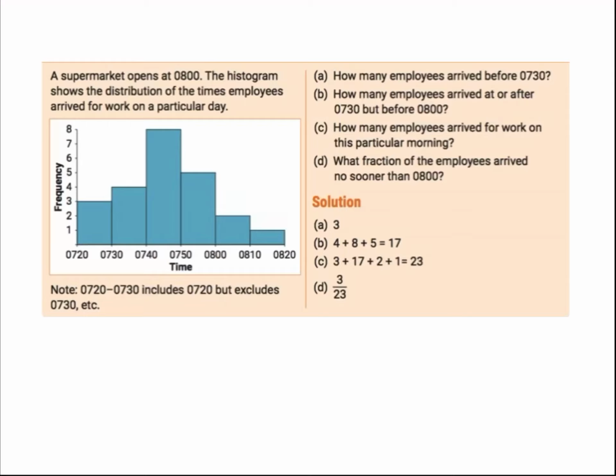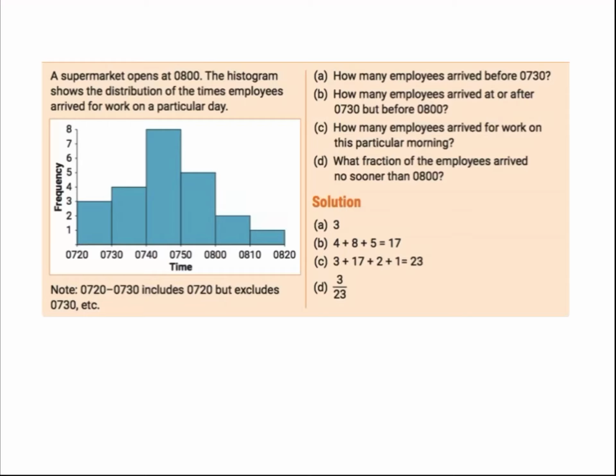Part C says, how many employees arrived for work on this particular morning? If I want to see how many people arrive for work altogether, I can add all of the bars together. The first bar is 3 people, so that's 3. The next bar is 4 people, so I'm adding 4 to it. The next bar is 8, so I add 8. The next bar is 5, so I plus 5. The next one is 2, so I plus 2. And the next one is 1. We can see over in our solution that C gives us the answer of 23. So there are 23 people working on this day.